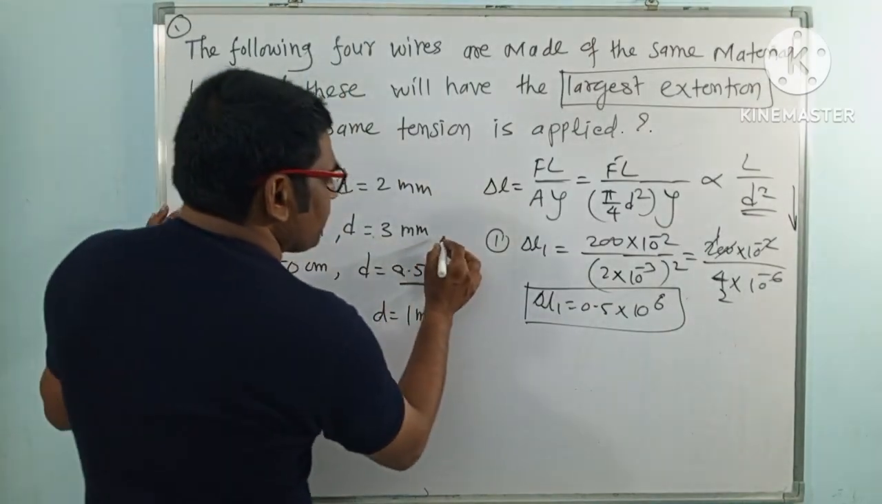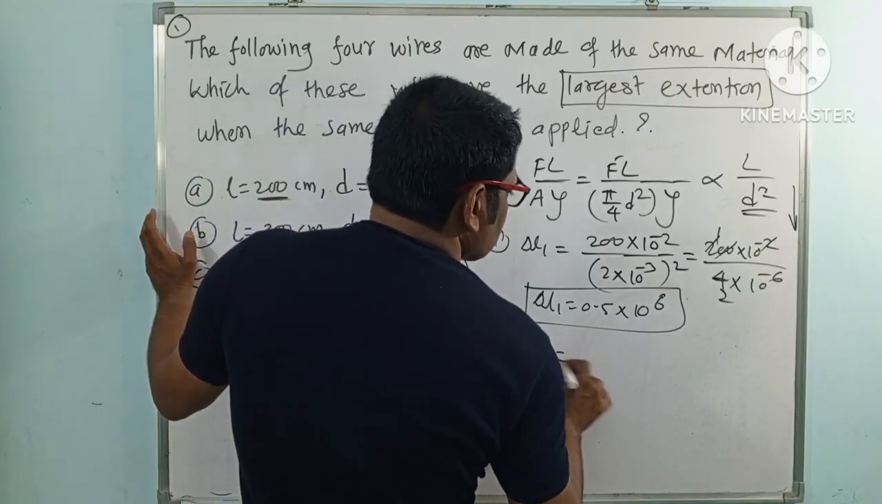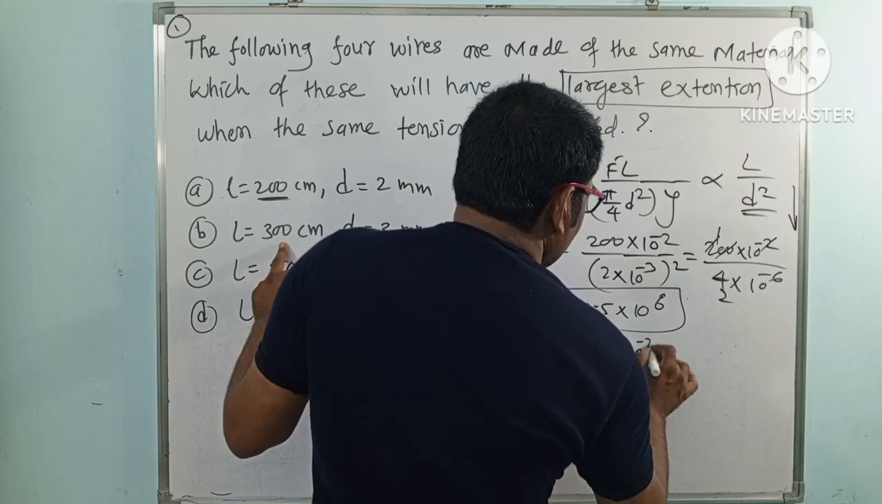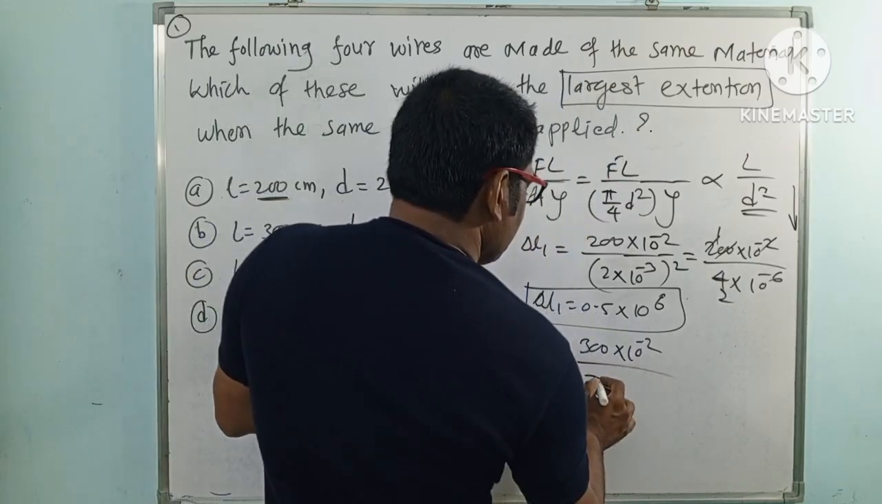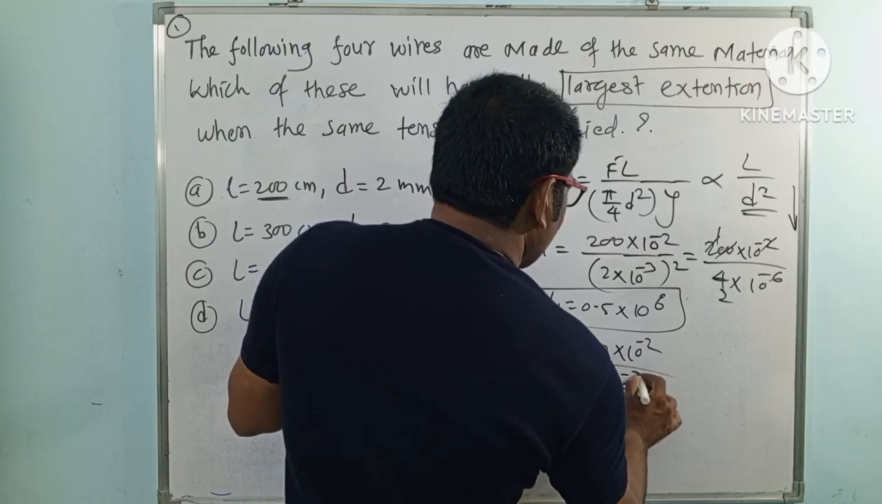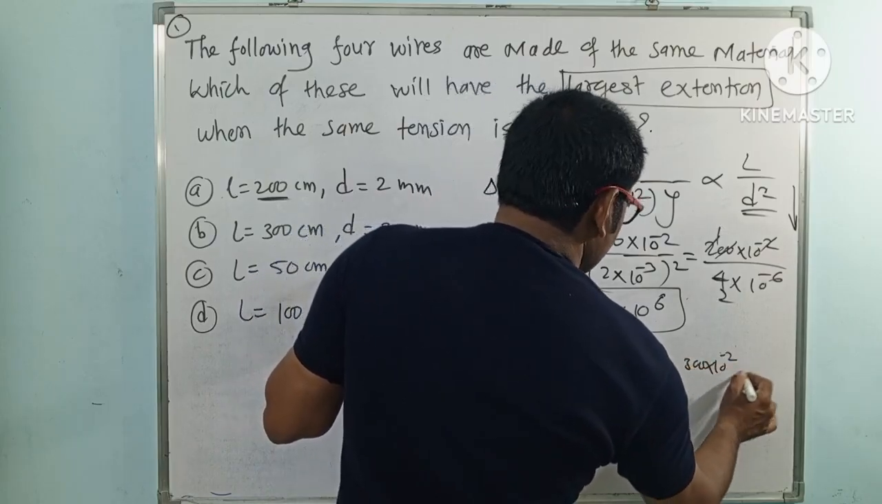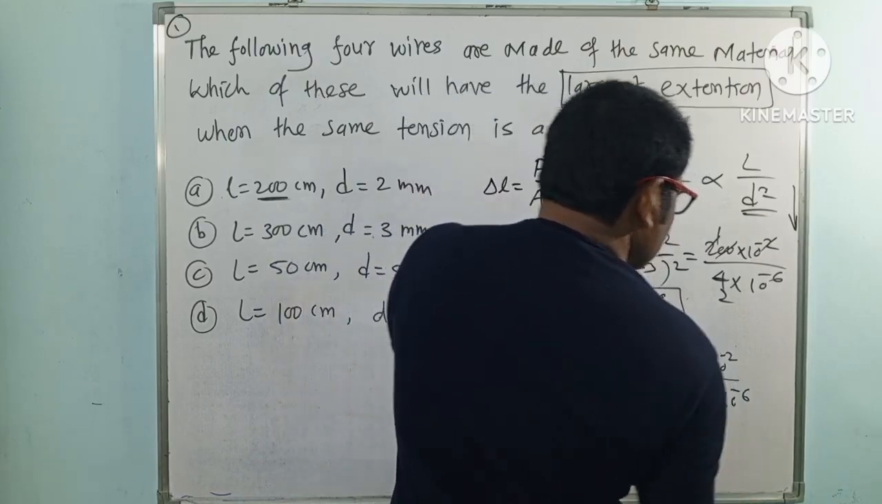Now what about this one? You calculate delta L2. Delta L2 is 300 into 10 raised to minus 2 divided by 3 square, 9, or 3 into 10 raised to minus 3, squared. So it is equal to 300 into 10 raised to minus 2 divided by 9 into 10 raised to minus 6.